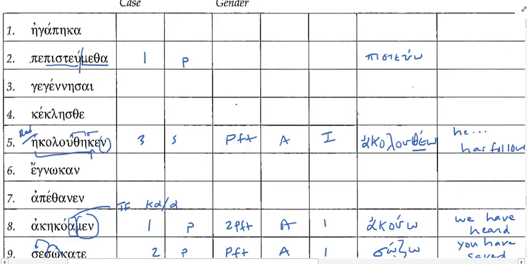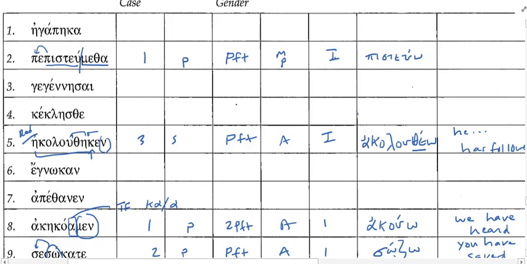And look at the pe before pistu. That is reduplication, isn't it? This is a perfect candidate for what tense? Perfect, but with no tense formative, it is middle passive.